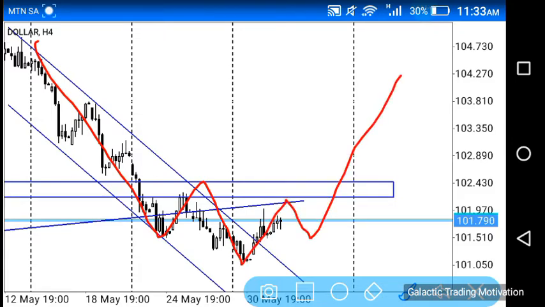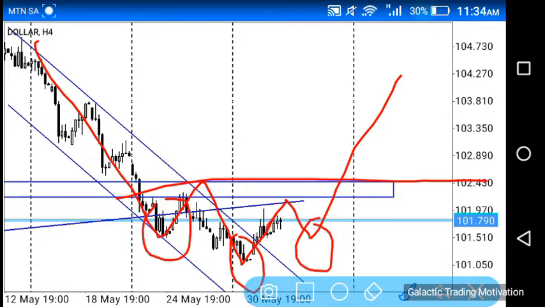It has not yet been confirmed, with the neckline being in this region, with this being the left shoulder, this being the head, and the right shoulder, it seems, is still very much in development. And as I said, the neckline would be in this area.